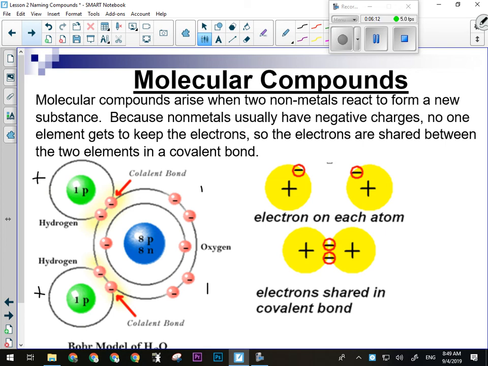So the big thing to remember here is molecular bonds are very strong because the electrons are shared. As long as you remember that part, that's essentially what you need to know about the bonds in a molecular compound.